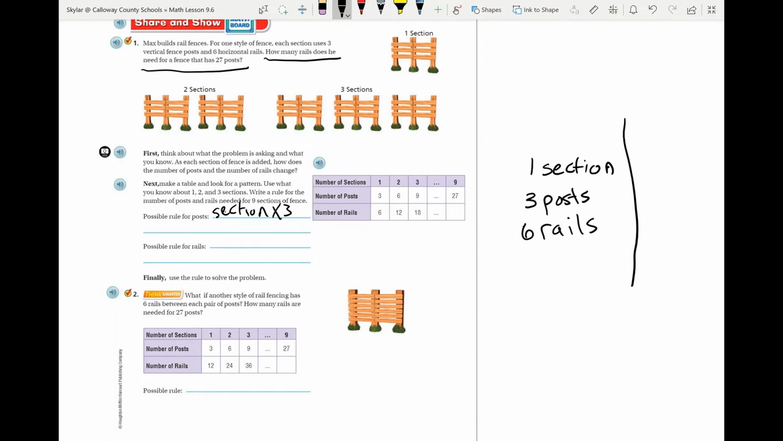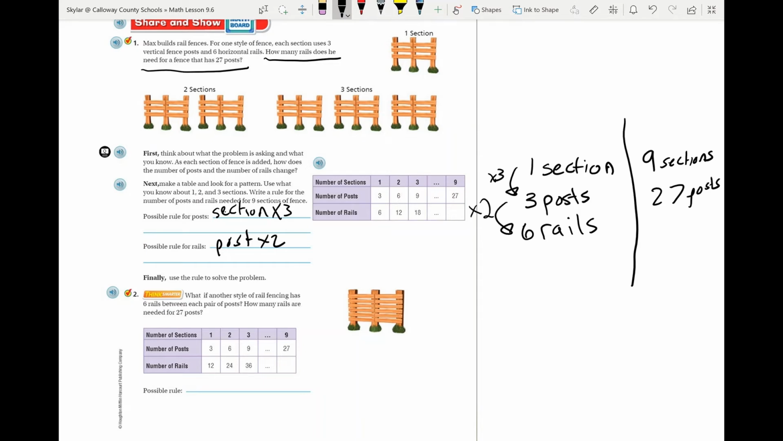But what about rails? Well, we saw this was times 3. So we just need to see what we're doing here. To get from a 3 to a 6, we are multiplying by 2. So now we just need to fill in the rest of this information. We know now that we're going to have 9 sections for that last one. Oops, sorry, I didn't write this one. Post times 2. We have 9 sections for this one, and that'll give us 27 posts.